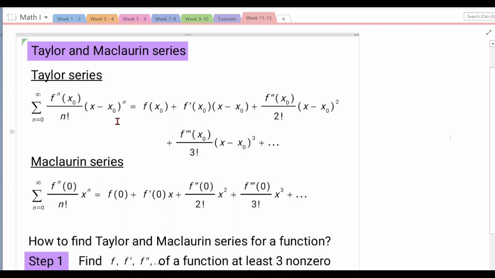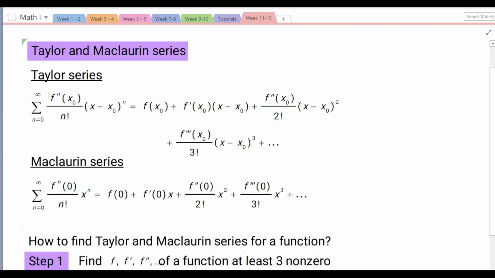Here it's given as x naught to be the center of the series, just like in the previous discussion when we were finding the radius and interval of convergence of power series. So the same center is used in the Taylor series and the Maclaurin series. This is the general formula for the Taylor series.